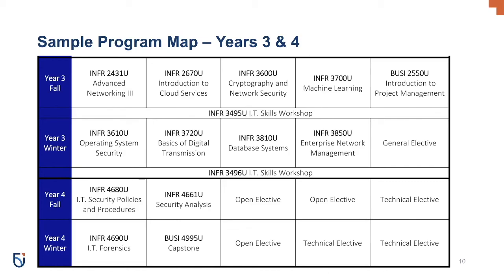And here's the course map for years 3 and 4. Following Cisco certificates and CISP curriculums, the Networking and IT Security program delivers advanced networking topics with state-of-the-art technologies. Here you see there are a number of electives.